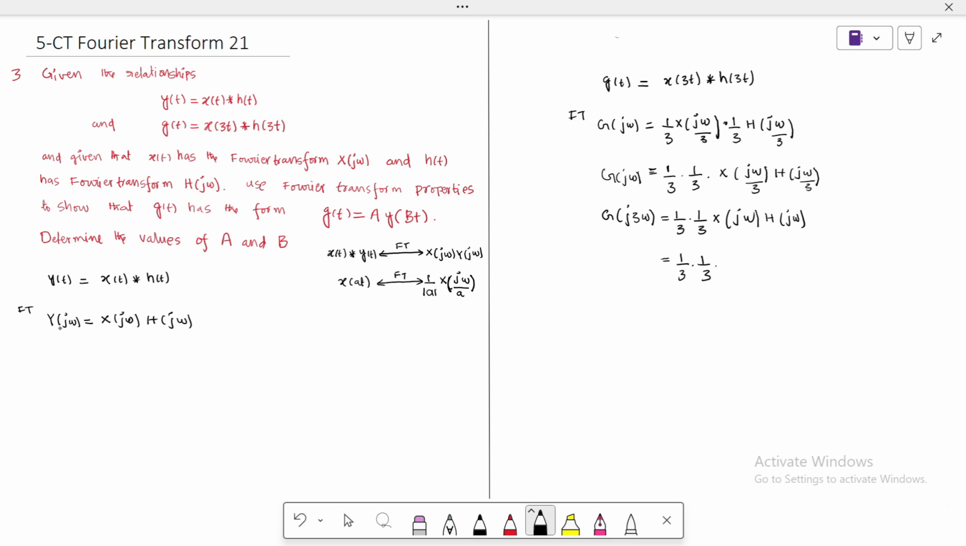So this formula we have already written, Y of j omega. Now here I want to replace omega by omega by 3. Then j into omega by 3, the 3 gets cancelled, then we'll get omega. So 1 by 3, 1 by 3. Here the omega must be replaced by omega by 3.